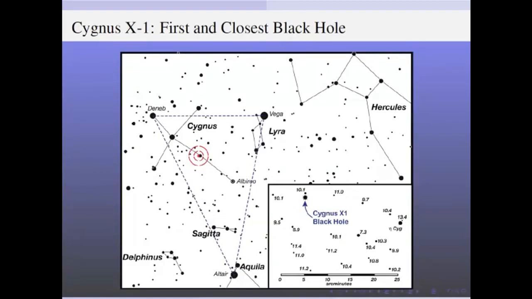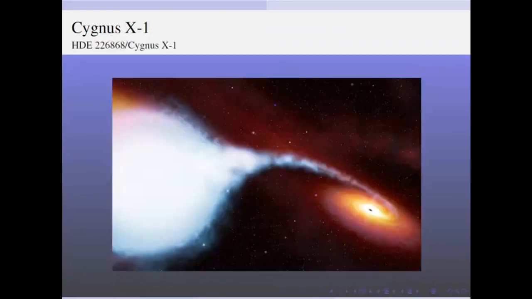One of the closest black holes, and the first one that we ever saw, was one called Cygnus X1, and it's in the Cygnus constellation. Cygnus is a swan-looking constellation. Just have some idea of where it is. And this is an artist rendering of what Cygnus X1 looks like. The idea here is that we can see Cygnus X1.